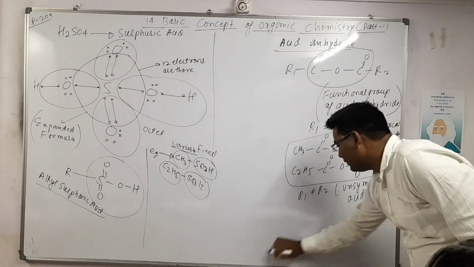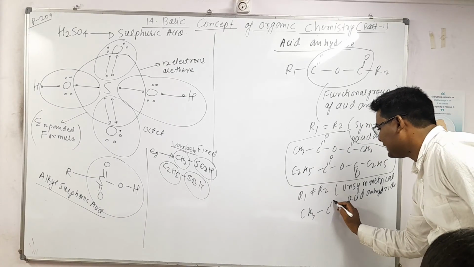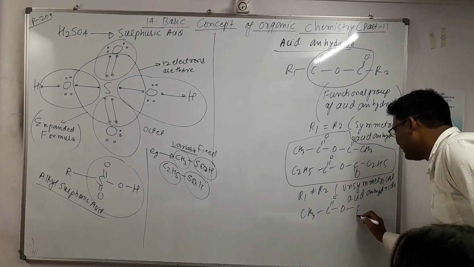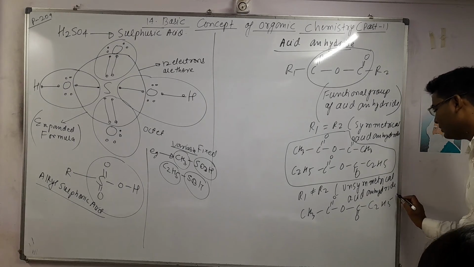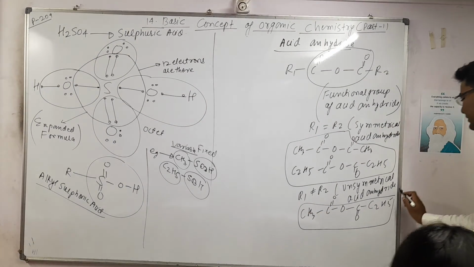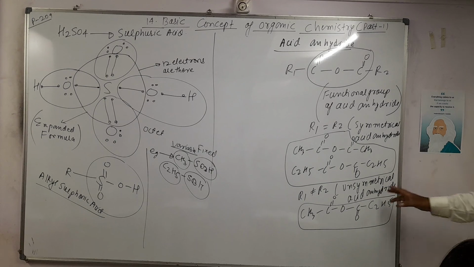Suppose I take the example CH3, C double bond O, O, C double bond O, C2H5. So the left and right are different from each other, right? So this is your acid anhydride, and this is the example for unsymmetrical acid anhydride.